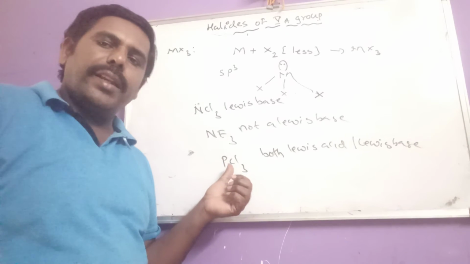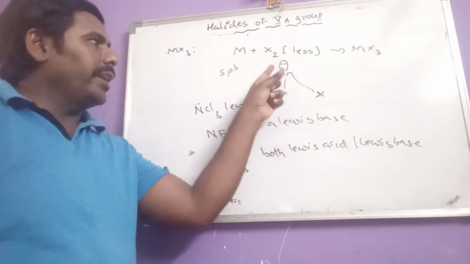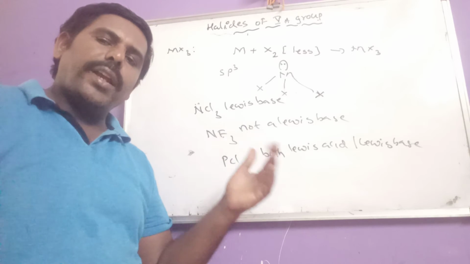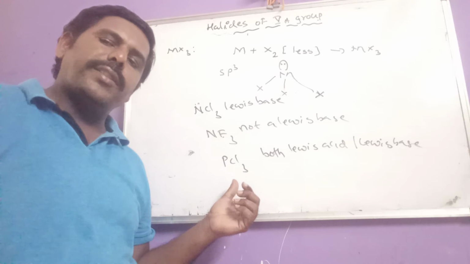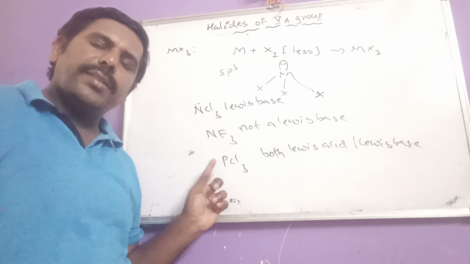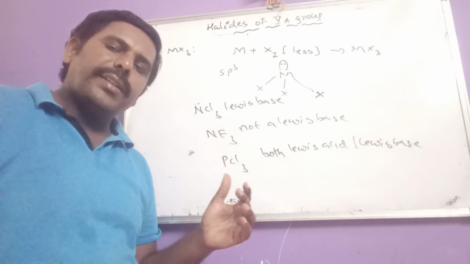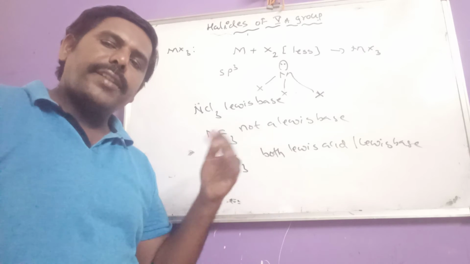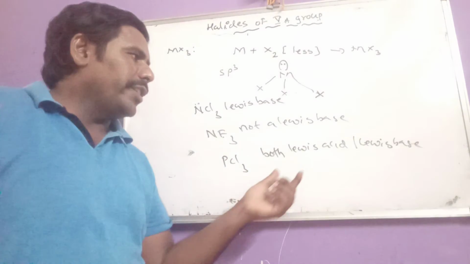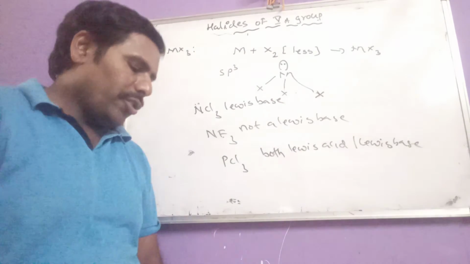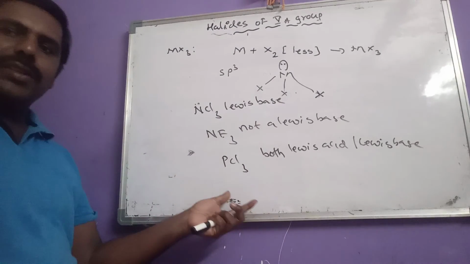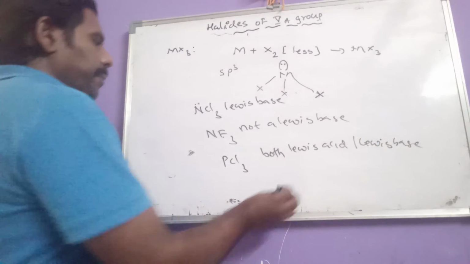Because in PCl3, as in the case of NCl3, one lone pair of electrons is present. So by donating the lone pair, it can act as a Lewis base. And we know that the central atom phosphorus has vacant d orbitals. So by accepting a lone pair of electrons, it can even act as a Lewis acid. So this is regarding the trihalides of 5th A group elements.